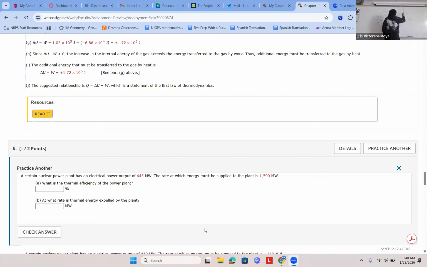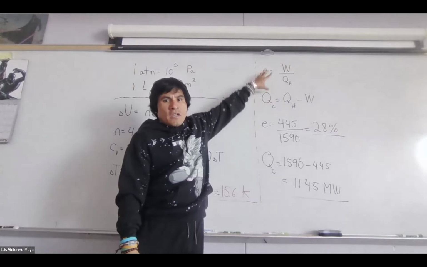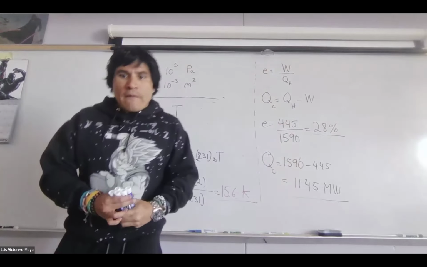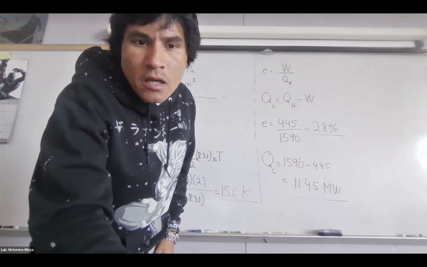QC is 1590 minus 445. That would be 1145 megawatts. So you can do it with rates of energy as well, not just energy. You can do it like that, using these equations here, efficiency and QC. Not bad, right?